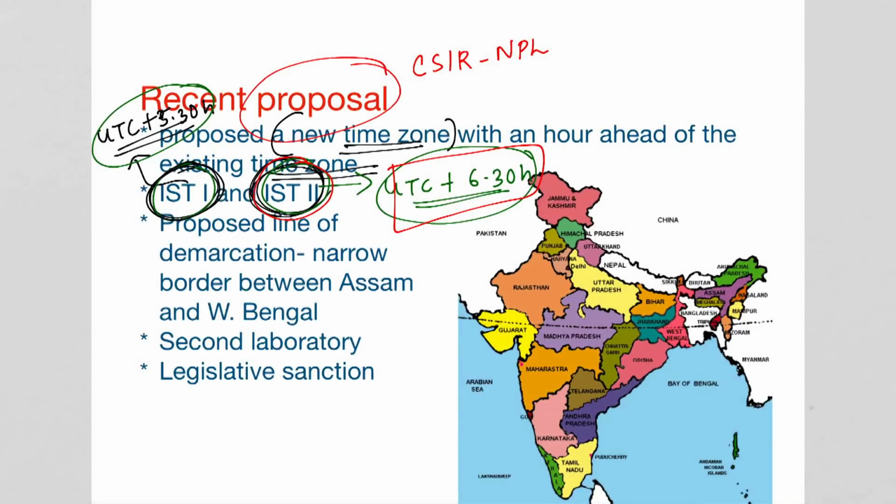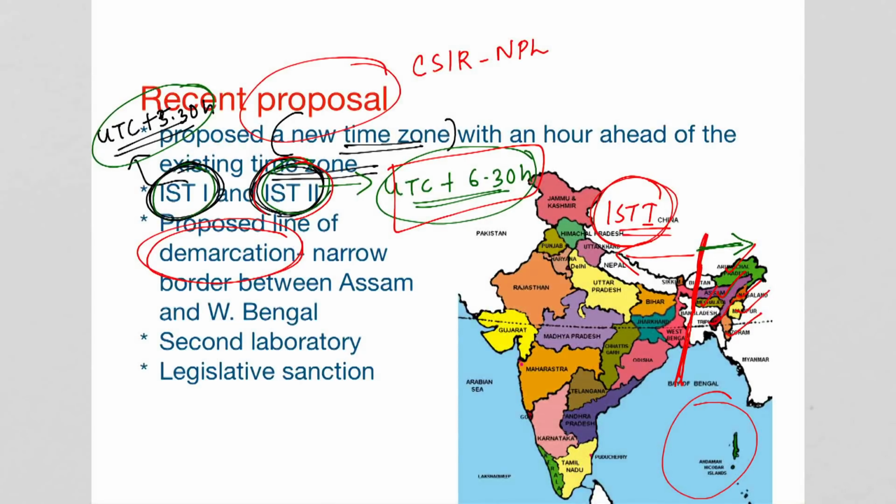Now let us see what is the proposed line of demarcation. So the proposed line of demarcation will be at the narrow border between Assam and West Bengal. So here will be the demarcation. So according to the demarcation, which all states will come under IST 1? All the states west of the line will follow IST 1. So all the states towards the west of this line of demarcation will be included under IST 1, and all the states which will fall east of the demarcation line will fall under IST 2. So the new time zone will include those states: Assam, Arunachal Pradesh, Meghalaya, Nagaland, Manipur, Mizoram and Tripura. And also the Andaman and Nicobar Islands will be included under IST 2. So this is the proposal.